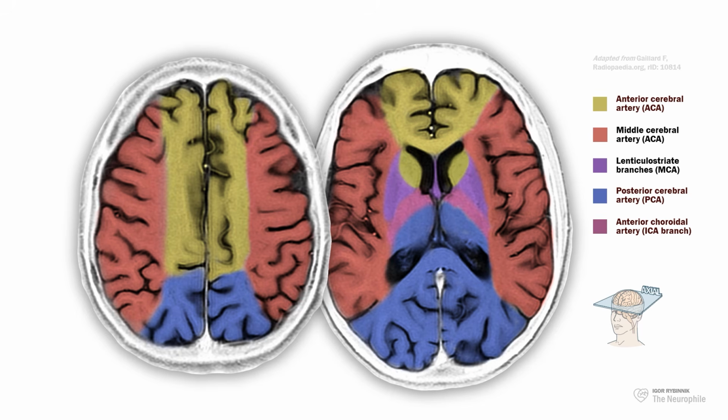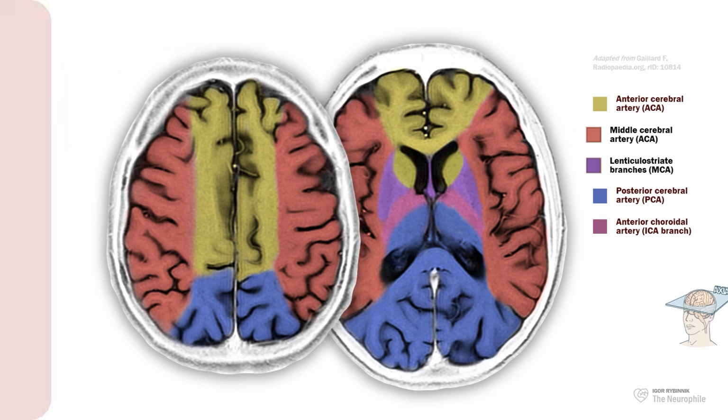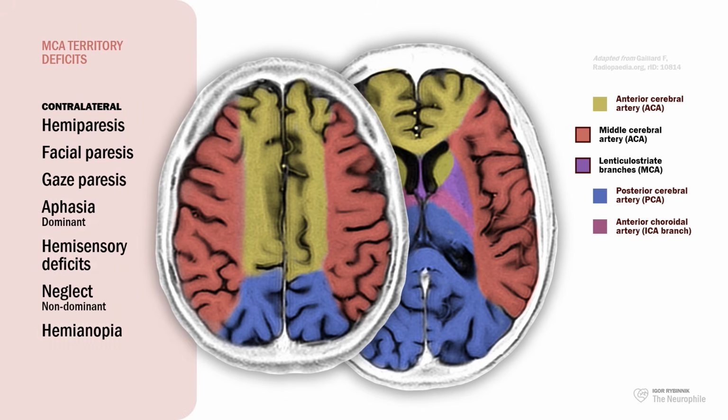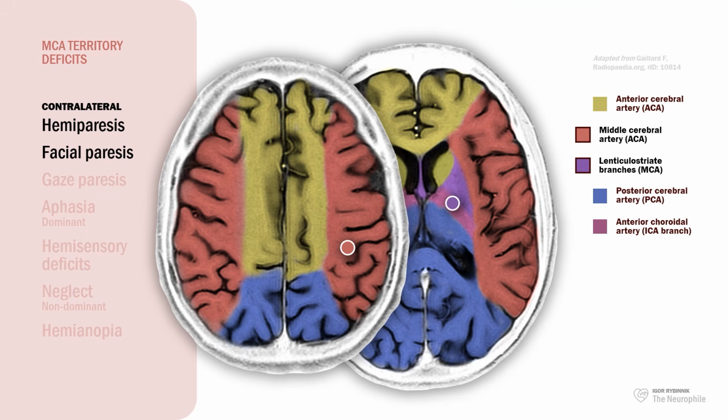On the left side of the screen, the cut is through the high frontal lobe, and on the right side of the screen is the cut through basal ganglia. MCA territory is color-coded in pink and purple. Hemiparesis and facial paresis results from injury to the primary motor cortex or the descending motor fibers in the corona radiata and the posterior limb of the internal capsule.